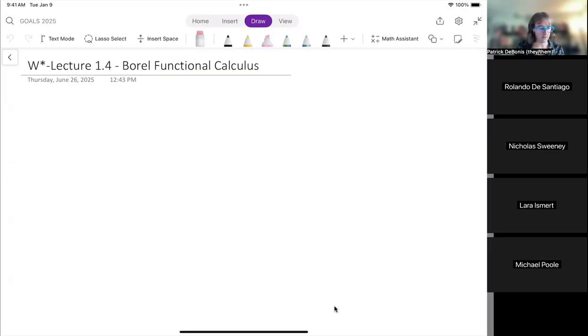Okay, so yesterday you learned about the continuous functional calculus. And this is a generalization to it that works better for von Neumann algebras. So I'm just going to recall the continuous functional calculus. First, we want to let X be a normal operator. Just recall that means X adjoint X equals X X adjoint equals the identity.